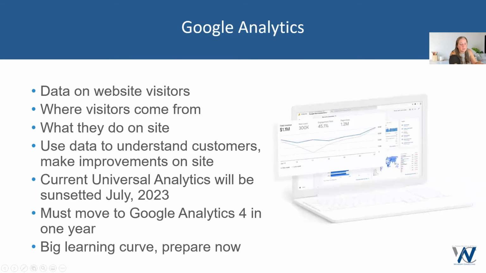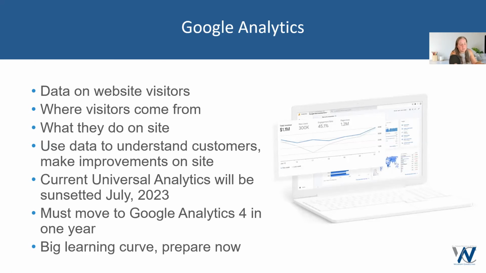All right, Google Analytics. So this is the data from our website visitors. It tells us lots of information. Where do visitors come from? What are they doing on the site? We can use this data to understand our customers and then potentially even make improvements on our site. So if we have a 100% bounce rate on a page, we know there's potentially something wrong with that page.